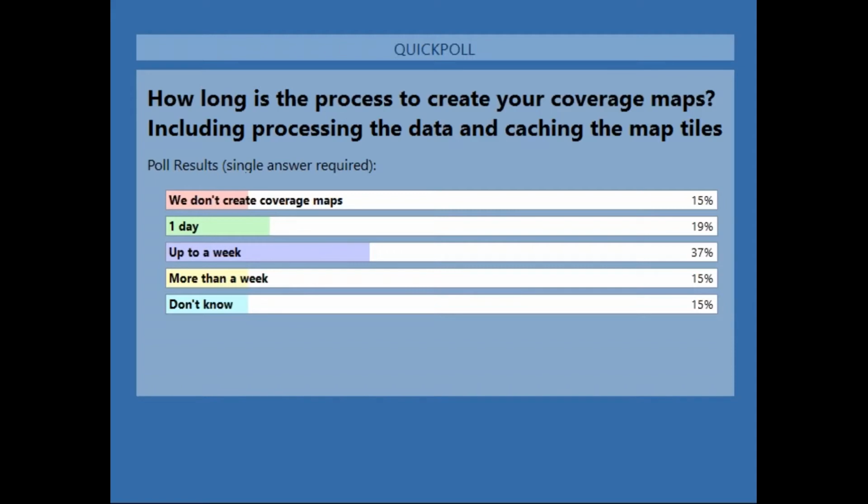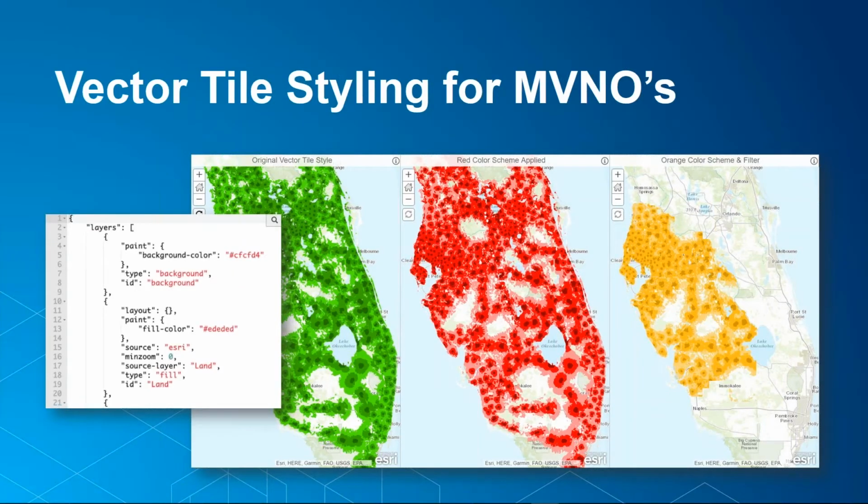And so one additional value to the vector tile coverage maps is in the styling of the coverage maps. So with vector tiles, you can actually filter the coverage area or change the color scheme or styling directly on the client side by modifying some JSON. So if you were creating coverage maps for your MVNOs, instead of republishing an entirely new coverage map, you can just modify some pieces of code on the client side of your application and have a brand new looking coverage map that's either filtered or the entire color scheme is changed. So this will also help reduce the amount of time to create these new maps.